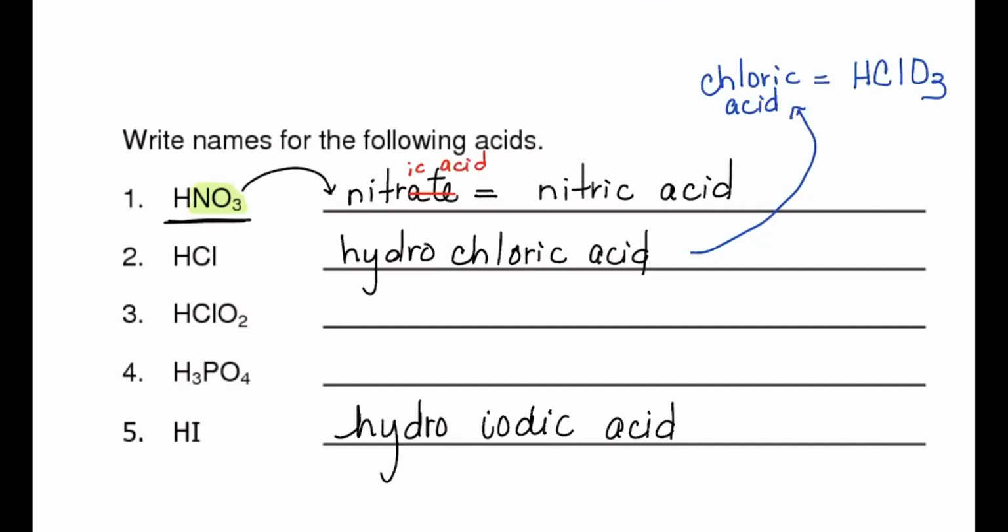Okay. Now, let's look at the next one. HClO2. ClO2 is my polyatomic ion. Let's put it in the chat. What is the name for ClO2? What is the name of that polyatomic? Thank you, Katie. Yes, chlorite. So since it's chlorite, the name of the acid that is formed from hydrogen in the presence of chlorite, or the acid that is derived from chlorite, is going to be chlorous acid. Okay.